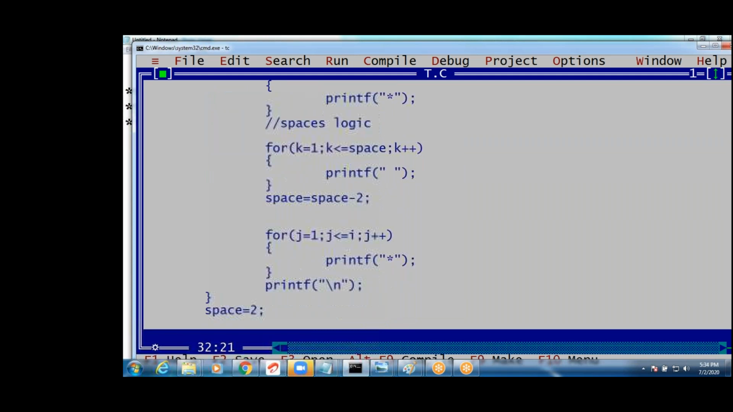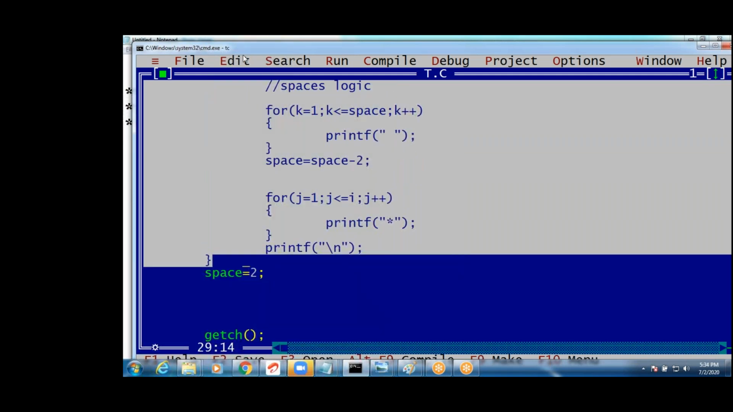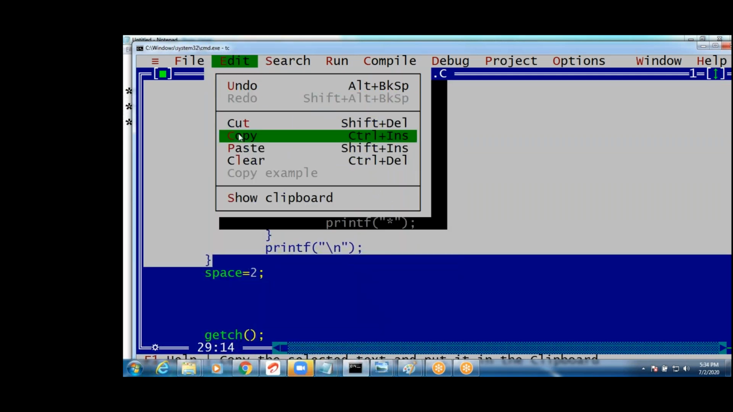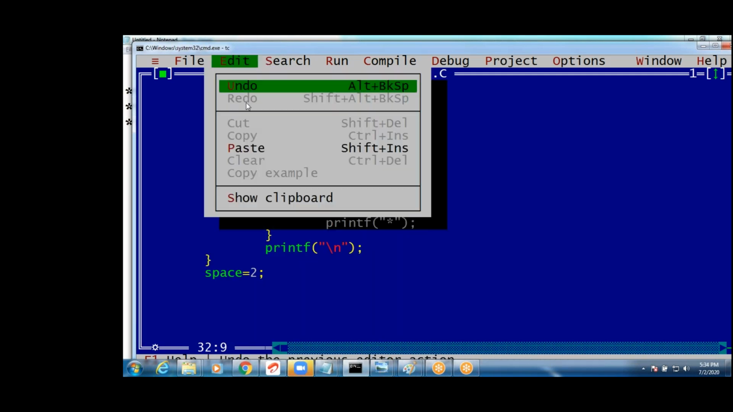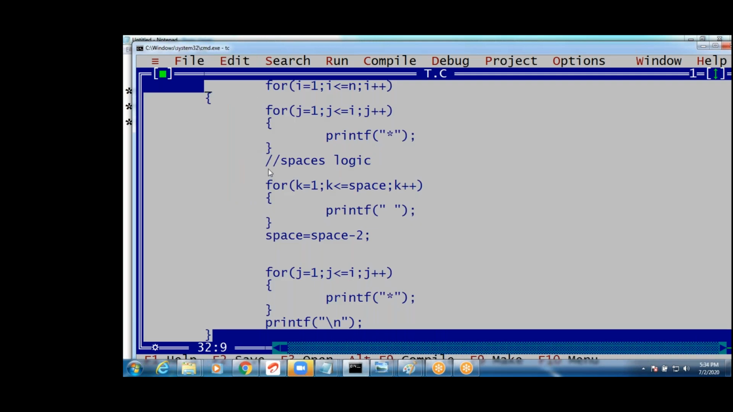Why I wrote like this? You understood, right? It is 4, 3, 2, 1. That's why n minus 1 to 1. Your space equals to what happens for space? Space equals to space plus 2. Next time onwards, space plus 2.